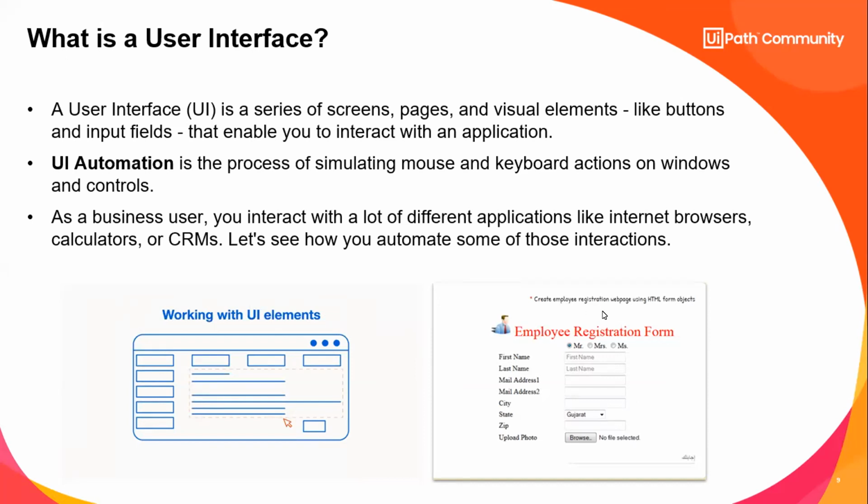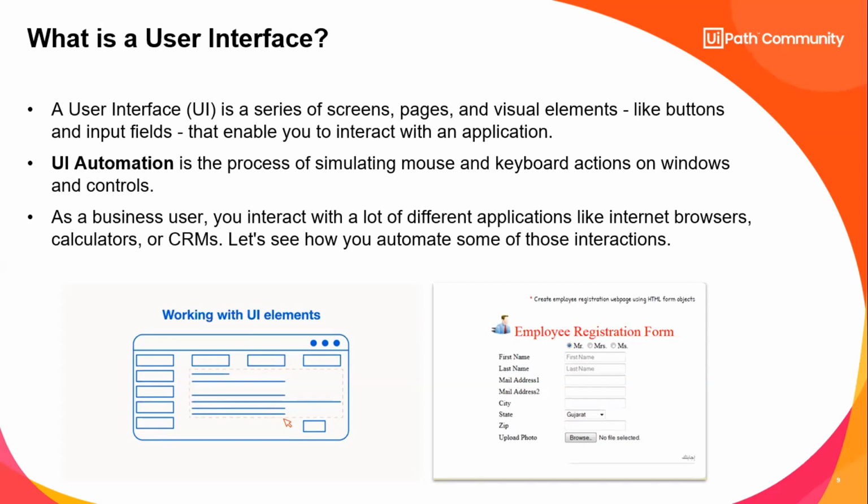So all of these controls and all of these fields are helping you to interact with that particular application. So these are all what the user interface is termed as. Now let's understand the term UI automation. UI automation is the process of simulating mouse and keyboard actions on windows and controls, right?